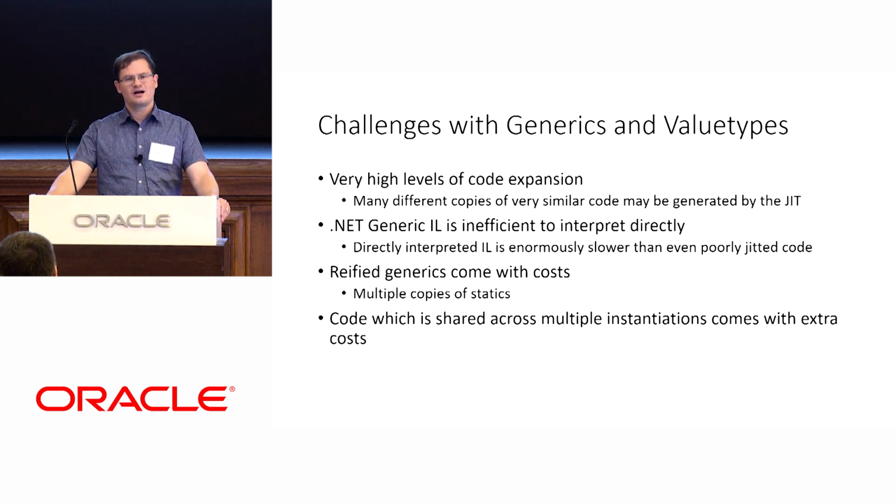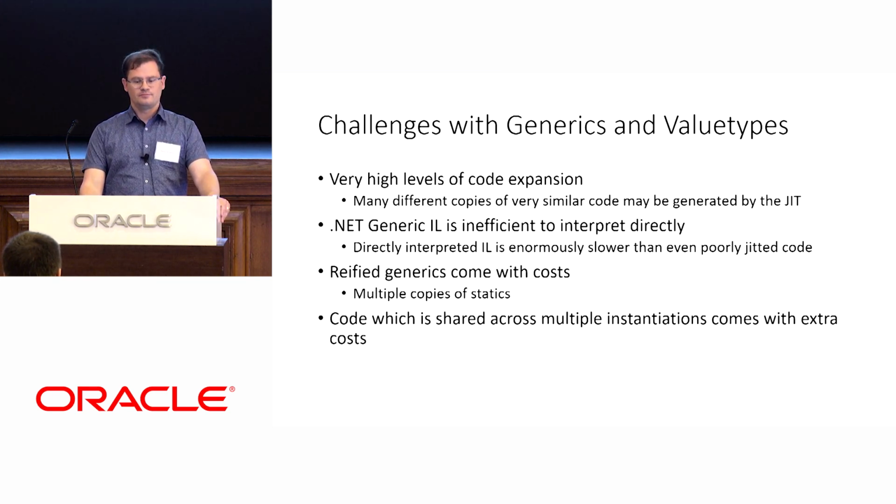In .NET, generic IL is pretty inefficient to interpret. Any given method reference in the IL may refer to many different things depending on what instantiation is in use. This slows down our JIT and makes it quite difficult to cache results.